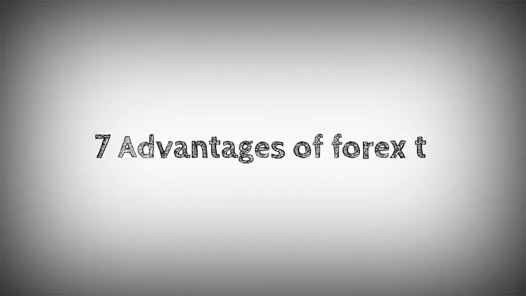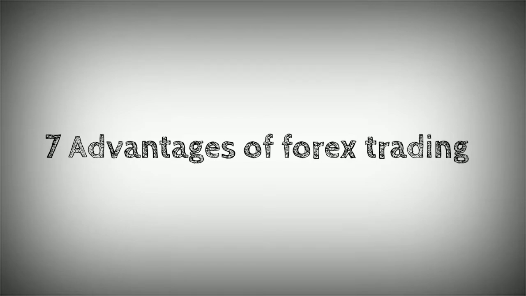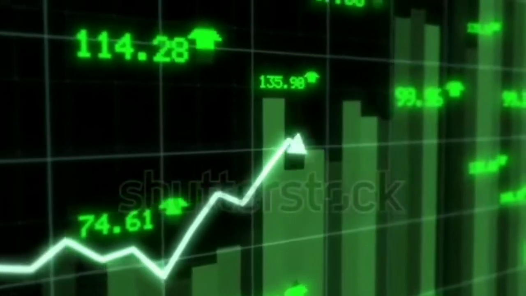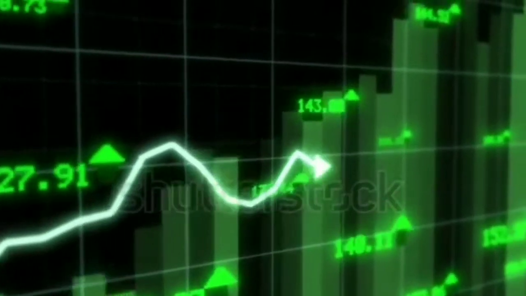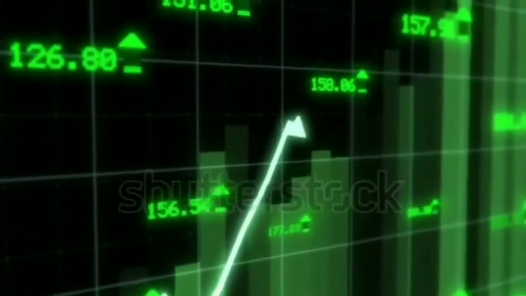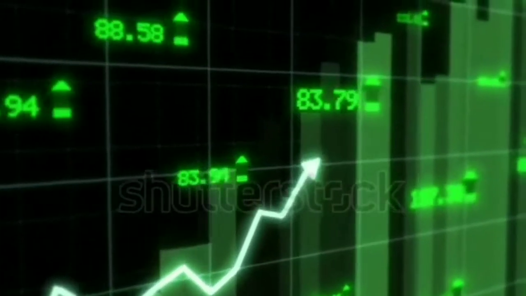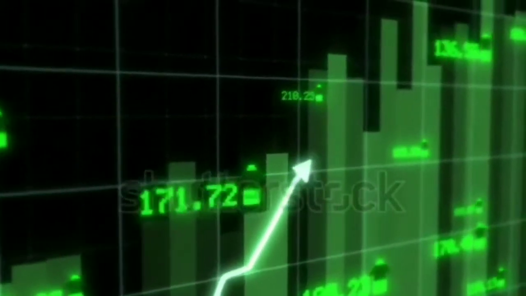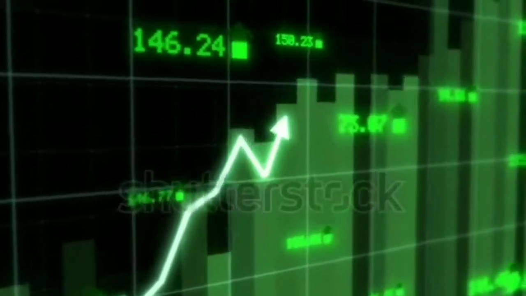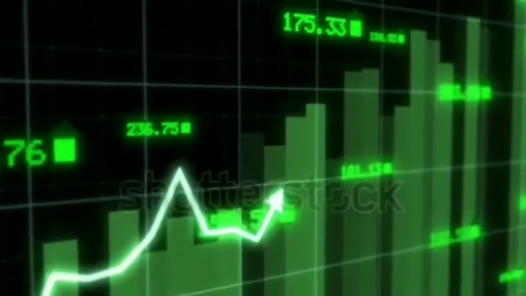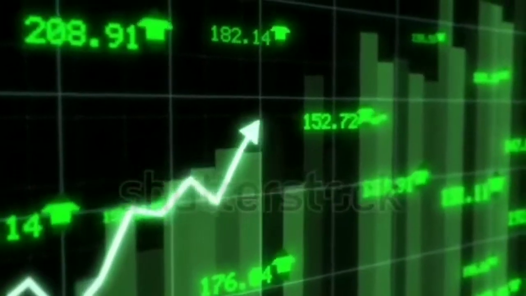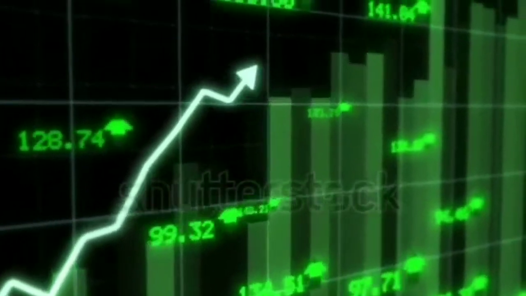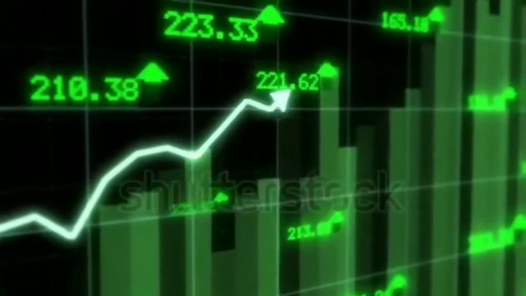Now, 7 benefits of Forex trading are: 1. It's a large and global market. 2. It's good for beginners. 3. You can trade 24 hours a day. 4. There are low transaction costs. 5. You can benefit from leverage. 6. It's a market with high liquidity. Last, but not least, 7. You can buy or sell currency pairs depending on the market.